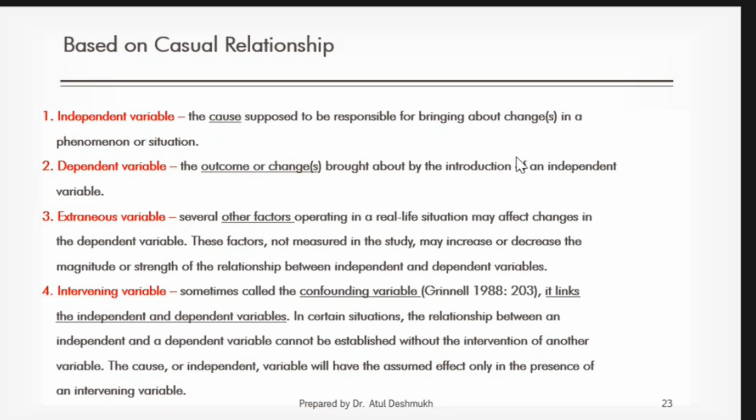So it's totally different. It is a wanted factor, a required factor. It is a must factor, an essential factor. An extraneous variable, you want to run away from. You want to delete extraneous variables. You want to eliminate extraneous variables from your study.